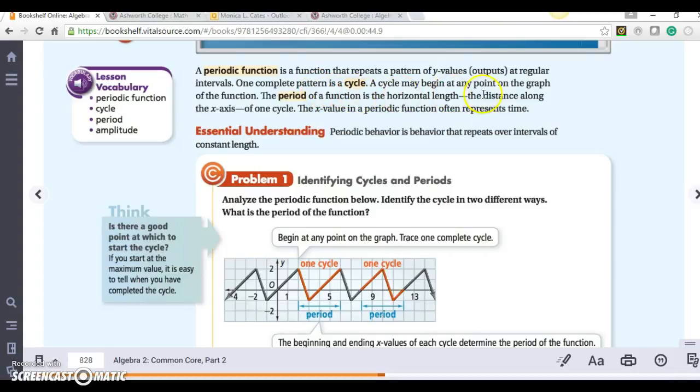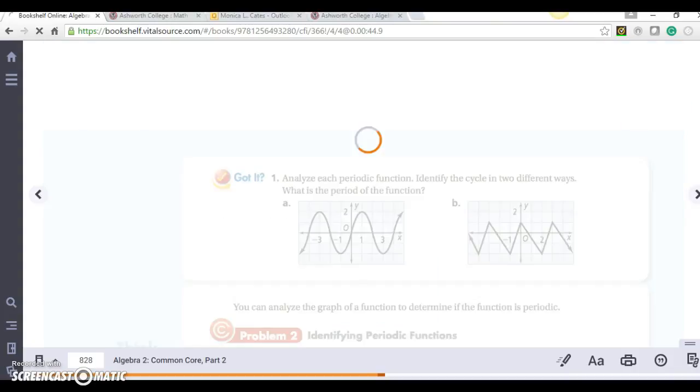A cycle may begin at any point on the graph of the function. The period of a function is the horizontal length, the distance along the x-axis, of one cycle. The x value in the periodic function often represents time. So let's take a look at problem number 1.